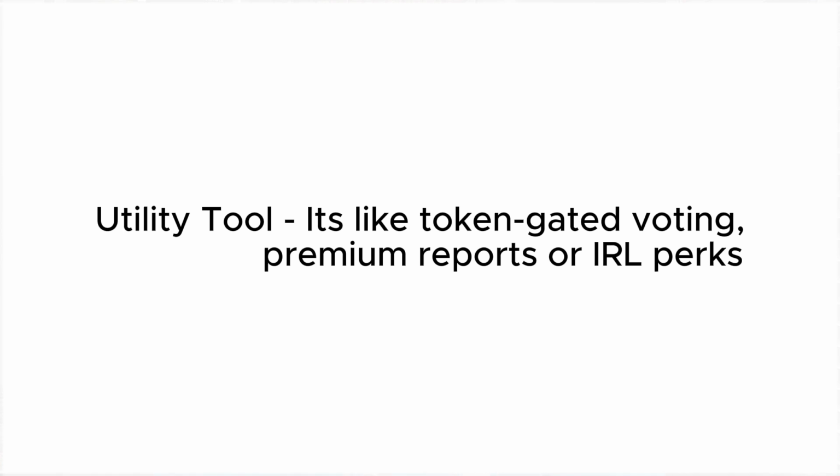And the last one is a utility tool. Now, this is like token-gated voting, premium reports, or IRL, which means in real life perks. So let's give you an example of this, right? Let's say you create 100 pieces of AI-generated whiskey art. Each NFT gives the holder access to a private tasting event. That's both an art collection and a utility. So it's both of those because it's connected with something. It has a utility pass.